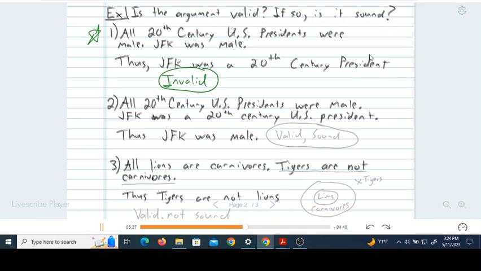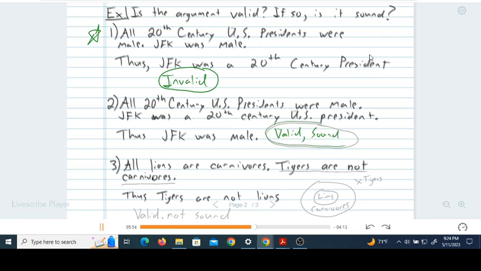All right, you can vomit facts all you want. That doesn't mean your logic's good necessarily. Let's look at another example. All 20th century U.S. presidents were male. JFK was a president. Therefore, JFK must have been male. That's a valid argument, because it's drawing the conclusion that he must have been male based on the fact that he was a president and all presidents in the 20th century were male. So that's valid. It's also sound because everything here is true.